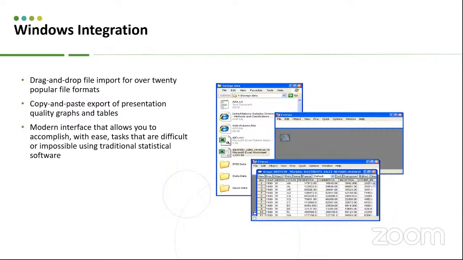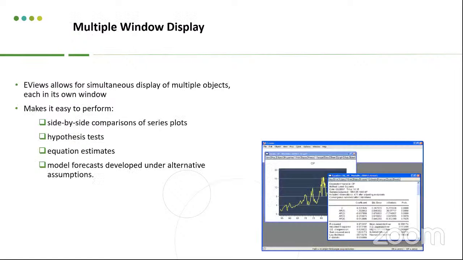And EViews also integrates with Windows, so if you want to bring your data into EViews itself, you can simply drag and drop your data into the software. It can automatically read your data by simply dragging and dropping. You can also do copy and paste, and you can also do things like changing rows to columns and something like that.